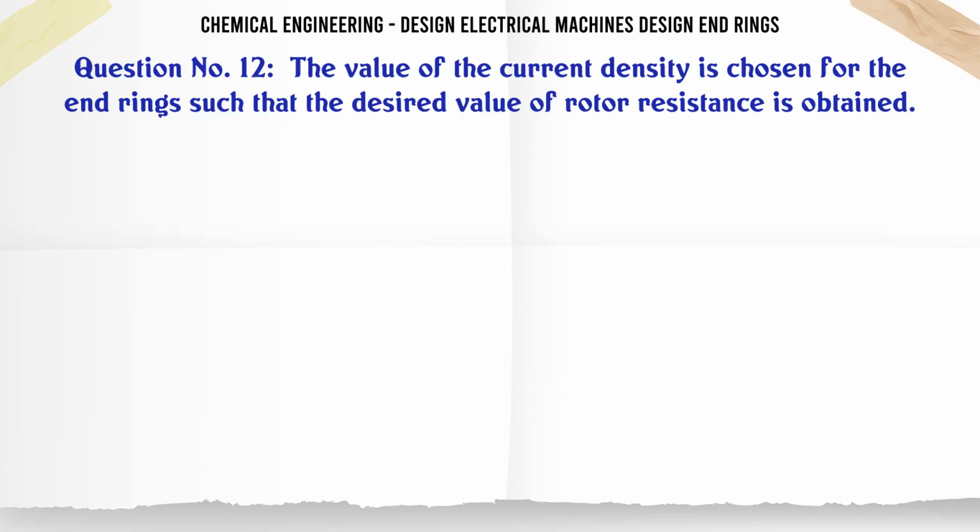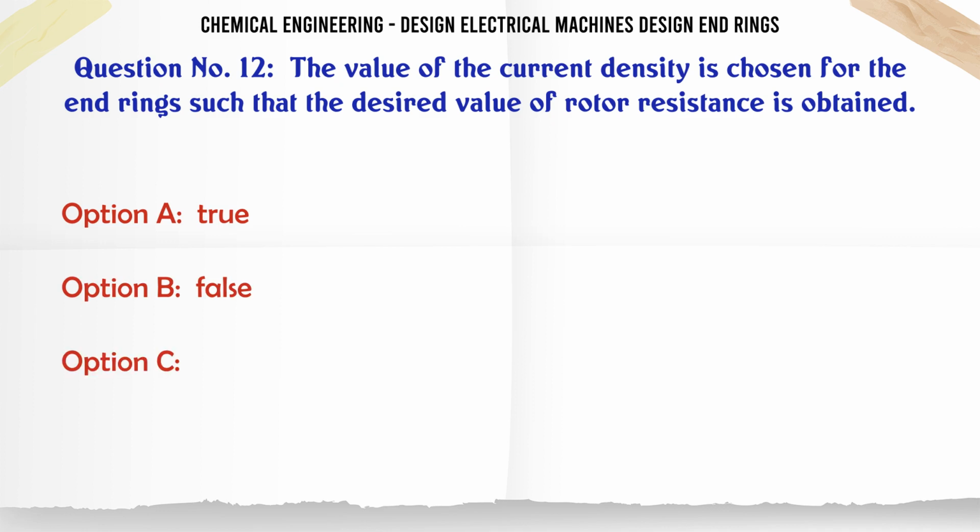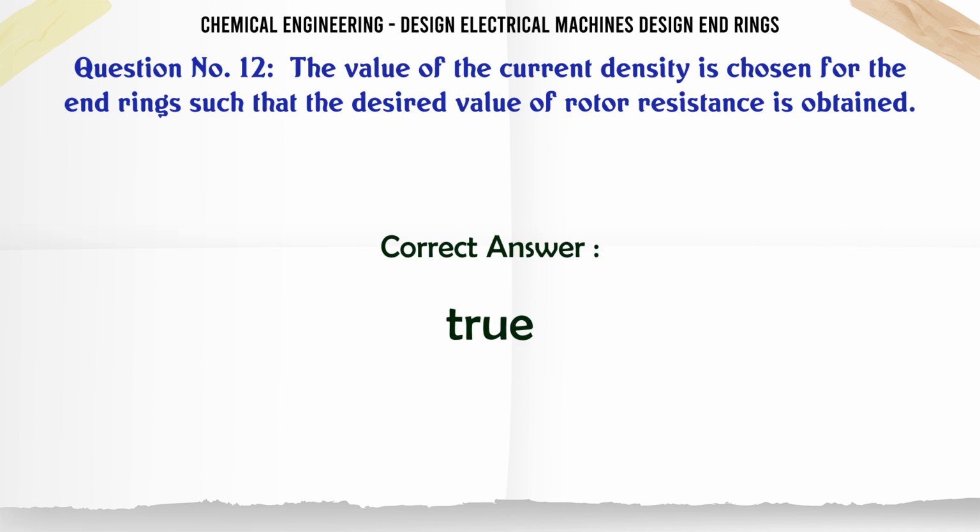The value of the current density is chosen for the end rings such that the desired value of rotor resistance is obtained. A. True. B. False. The correct answer is true.